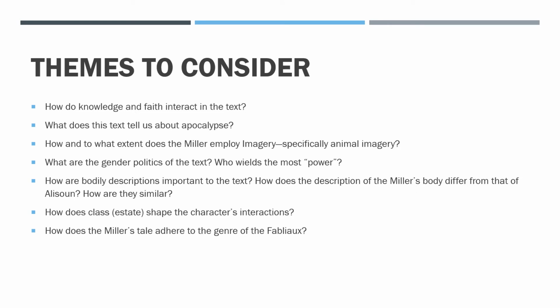All right, some themes to consider as you go forward. I borrowed the first two from Ms. Kopecki's slides on Milton's Paradise Lost. So how do knowledge and faith interact in the text? There is certainly an interaction there between Nicholas and John the Carpenter, as well as Absalom. The second one: what does the text tell us about the apocalypse? This is a more farcical look at the apocalypse, but there is definitely some interesting tone there. How and to what extent does the Miller employ imagery, specifically animal imagery? So that's something I want you to keep in mind as you're reading through this.